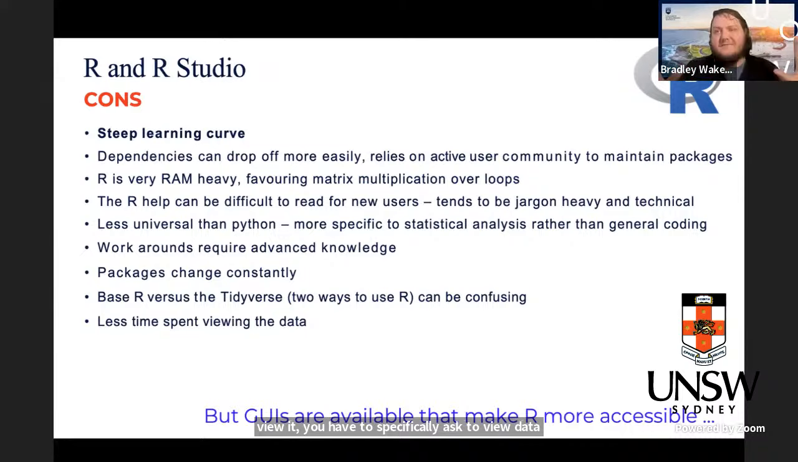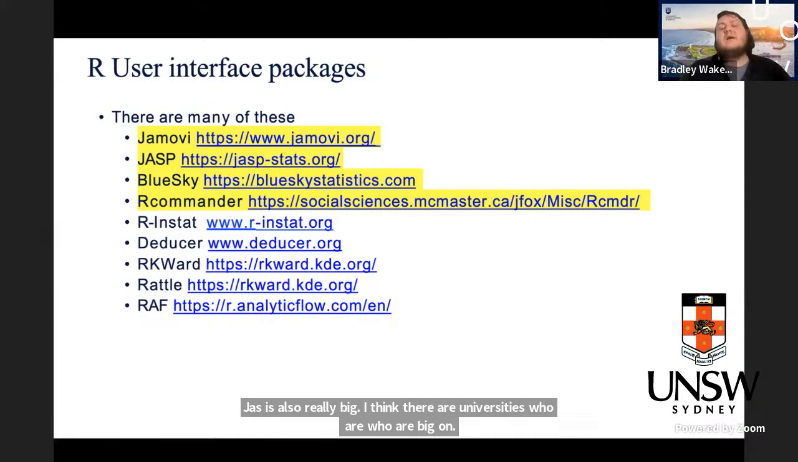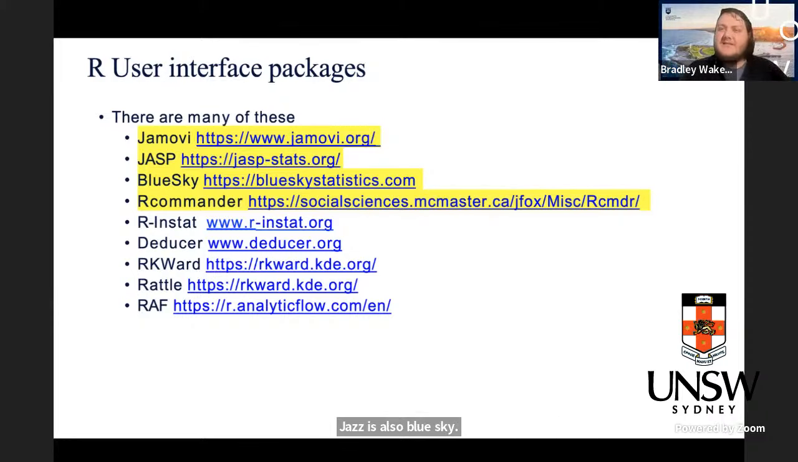So that's kind of where R is positioned. Now, there are graphical user interfaces available that make R more accessible to new users. Some of the key ones are Jamovi, which is the one we tend to use at UoW, but JASP is also really big. I think there are universities who are big on JASP. There's also Blue Sky, and R Commander is another one, which tends to be more like a code generator, more similar to something you would see in STATA.